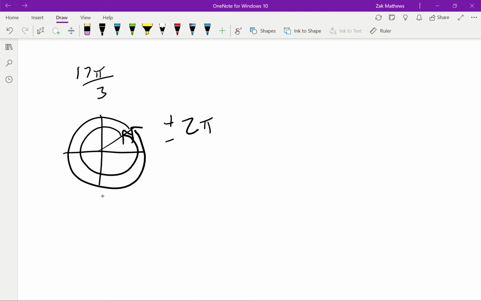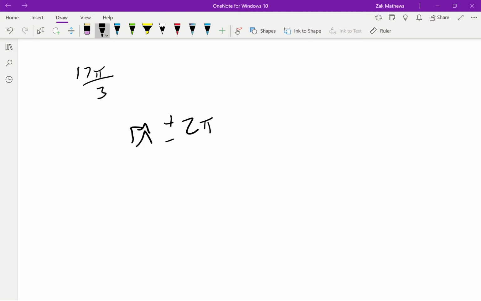I just made up this position randomly. I don't know that's where the 17 pi over 3 is. Point is, I can add any number of circles on this. As long as I add a full rotation, it has to get me back to the same position. So let's work with this idea. We're going to subtract 2 pi to find our coterminal angle, as 2 pi is a full rotation in our plane.